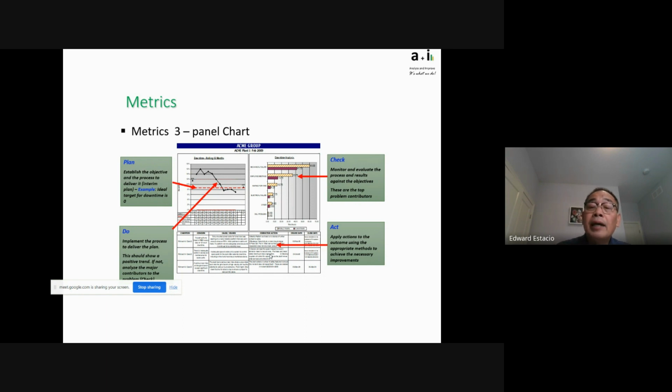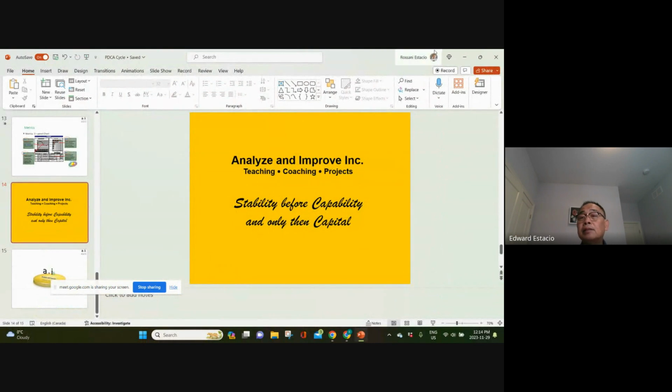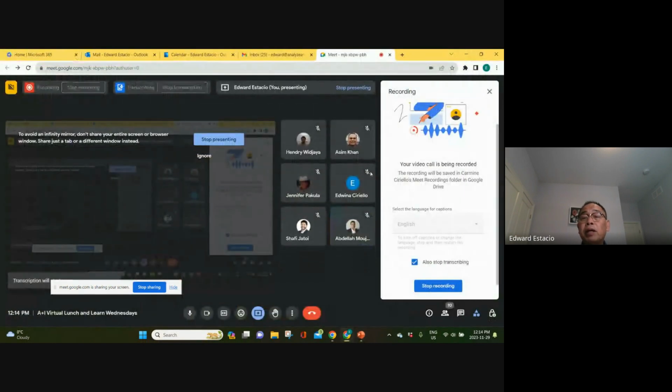So we apply all the action items on the outcome using the appropriate method. Again, when we act, we actually do the planning, doing, and checking again, which is the PDCA. That's why it's a continuous loop. That is the end of our PDCA cycle. Just let me know if you have any questions.